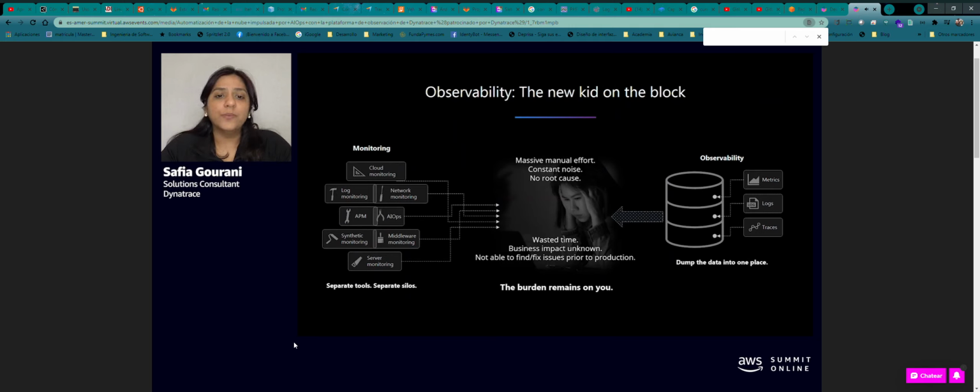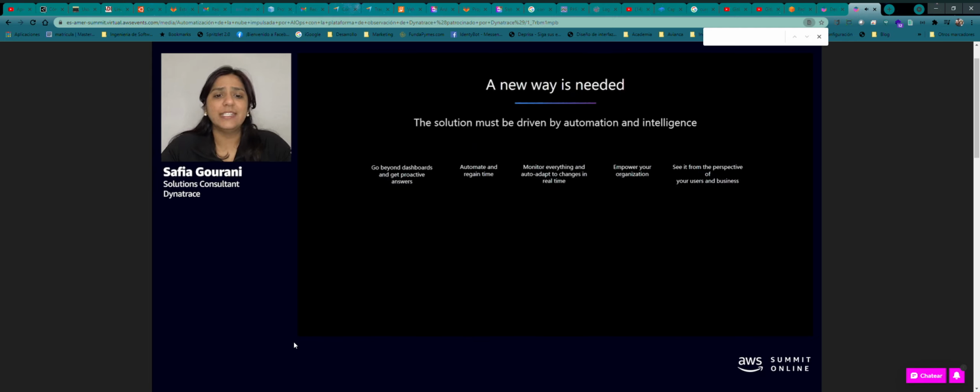So basically, observability, the new kid on the block, runs on a simple principle and proposes the idea: dump all the data into one place and then analyze it, rather than collecting it from different sources and feeding it to an AIOps solution. Get data into one place and then use analysis to get answers. So this is the new way.